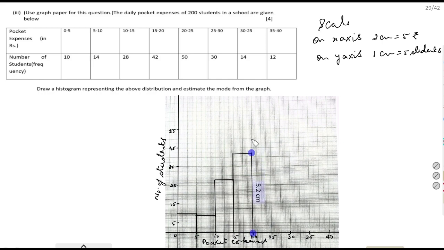Then 50, 30, 14, 12. This is histogram. Now we have to find mode. Point of intersection of these lines will give us mode.